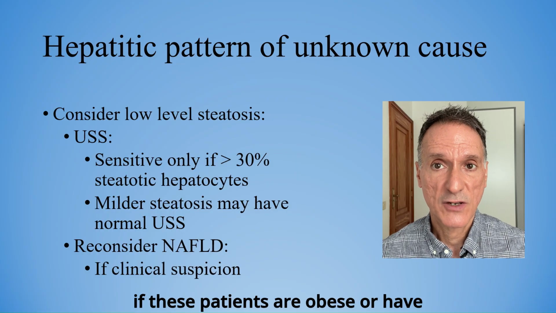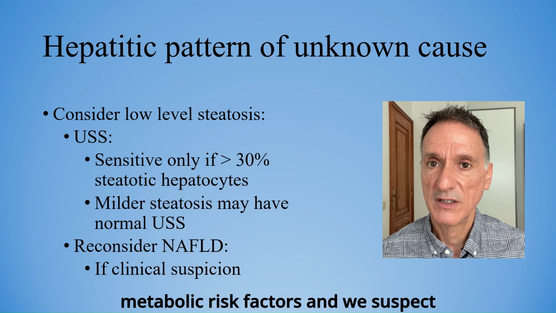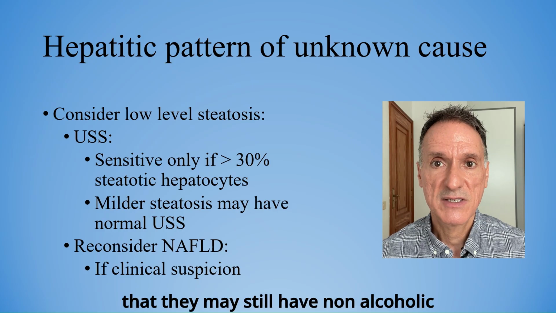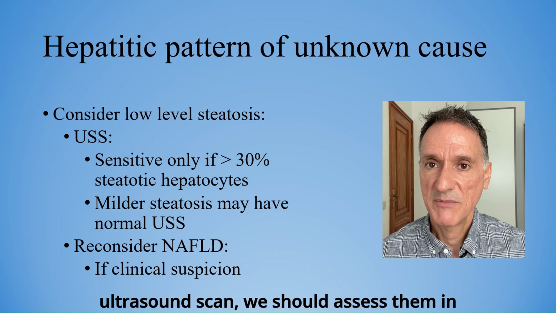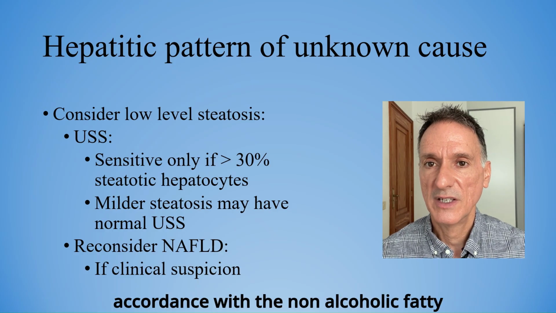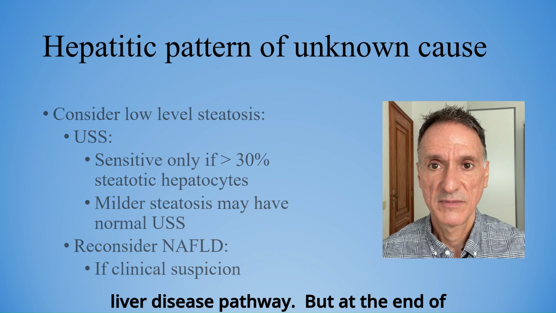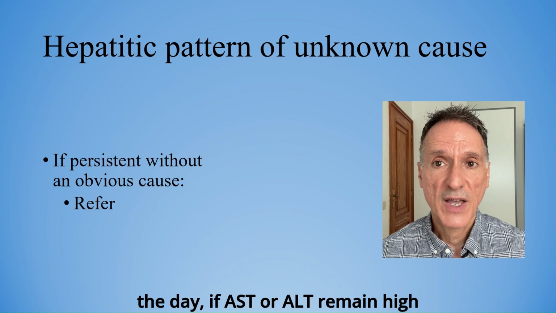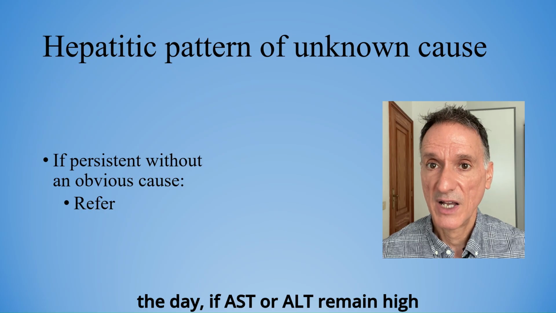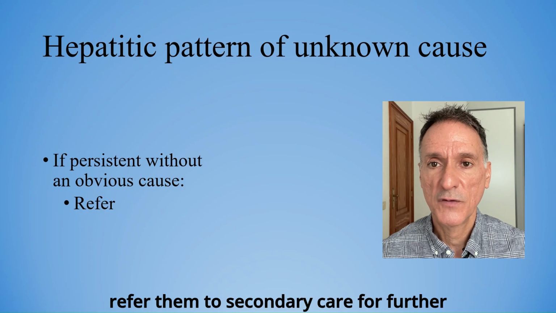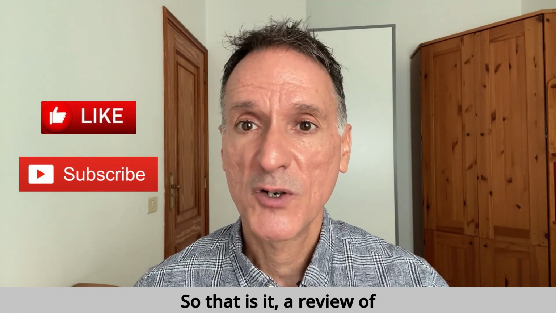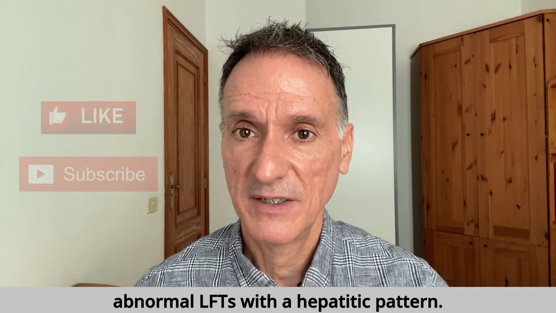So, if these patients are obese or have metabolic risk factors, and we suspect that they may still have non-alcoholic fatty liver disease despite the normal ultrasound scan, we should assess them in accordance with the non-alcoholic fatty liver disease pathway. But at the end of the day, if AST or ALT remain high without an obvious cause, we will need to refer them to secondary care for further investigations. So that is it, a review of abnormal LFTs with hepatitic pattern.